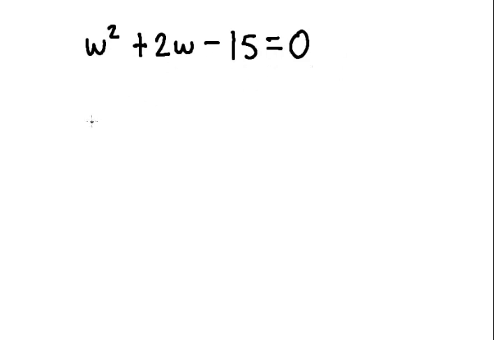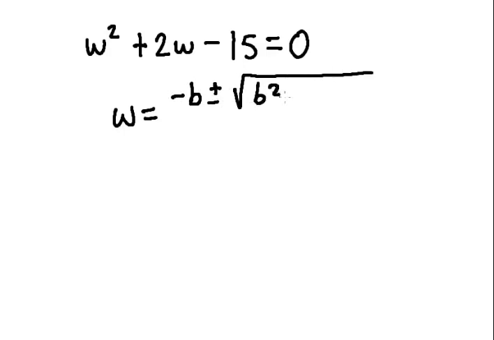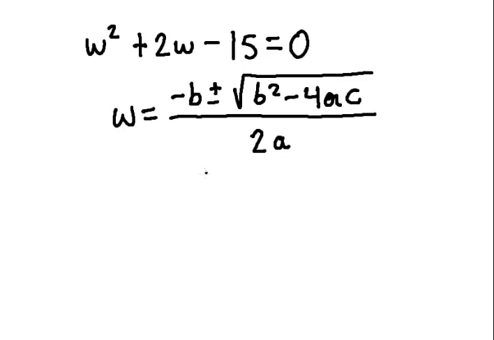So what I'm going to do is, immediately, I'm going to put the quadratic formula. But, heads up, the variable of this exercise is not x. The variable of this exercise is w. So I'm not going to put x equal. I'm going to put w equal. W equal minus b plus minus square root of b squared minus 4ac divided by 2a. That is the quadratic formula.